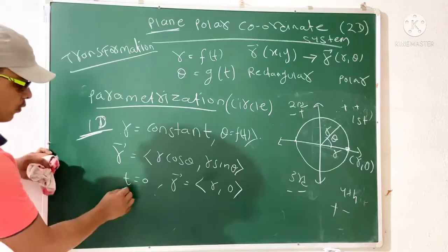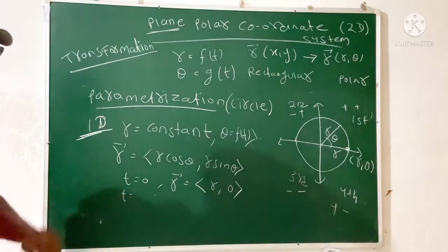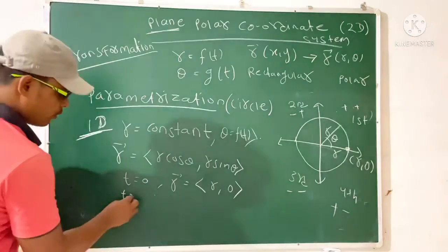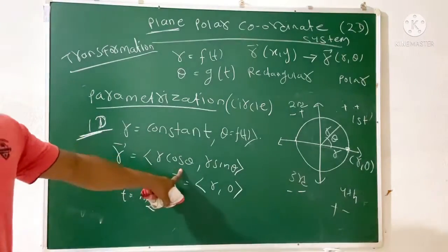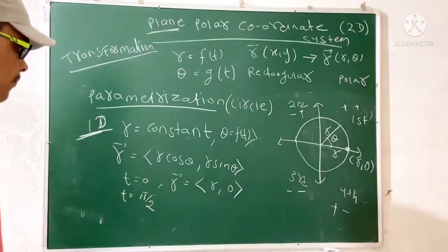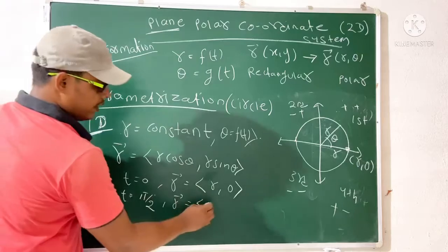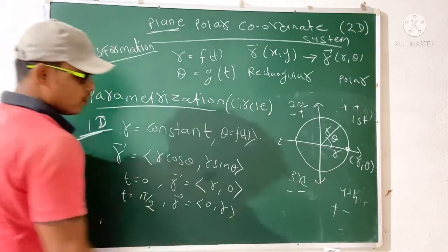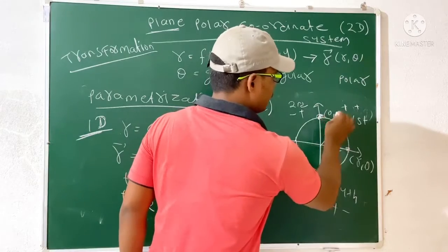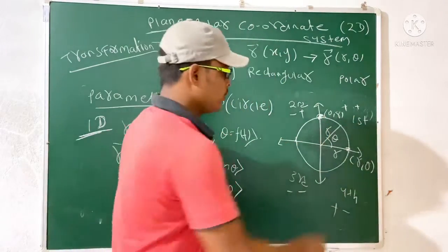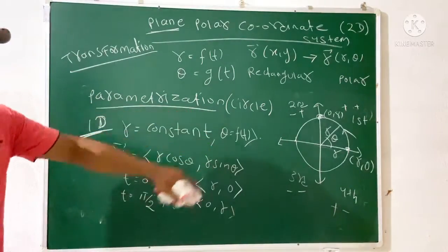Now we are moving upward, right? We started here from t equal to 0. Now we are going to t equal to pi by 2, because pi by 2 is easy to handle in this trigonometry, right? So what will be the position? The cos theta is nothing but 0 and this is r. So this point is 0, r. So how are you moving? You are moving anti-clockwise.